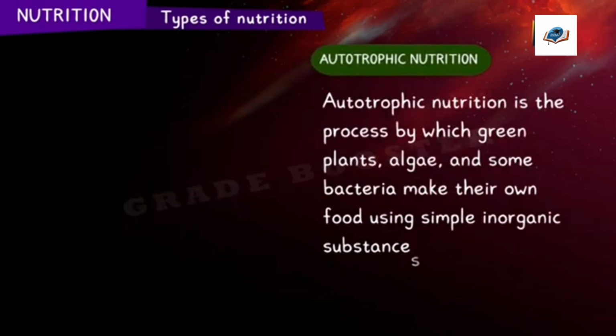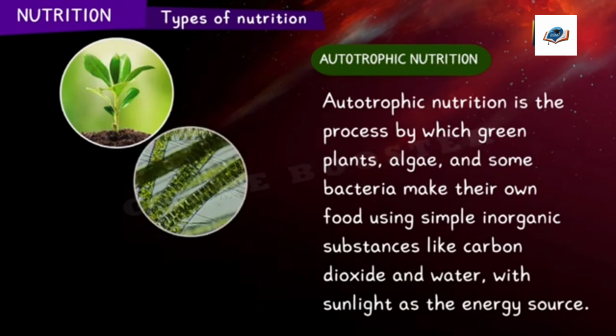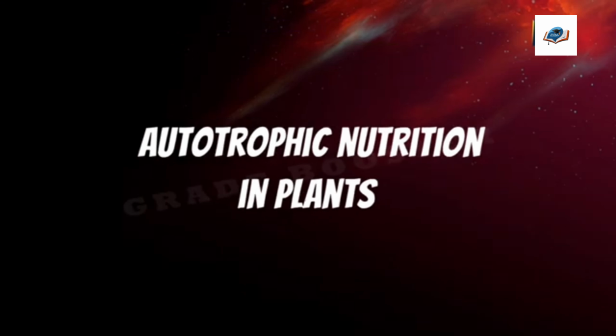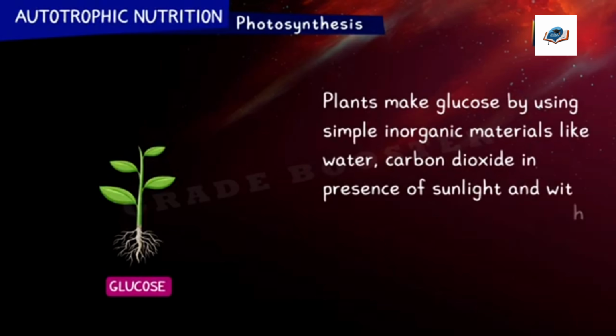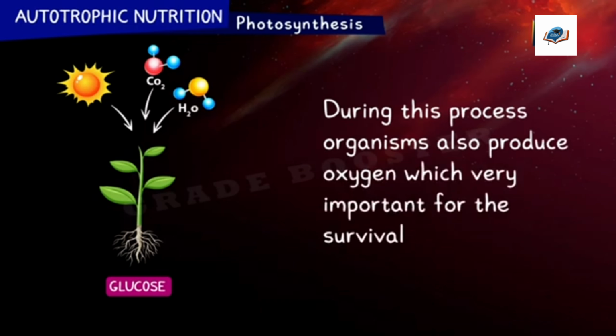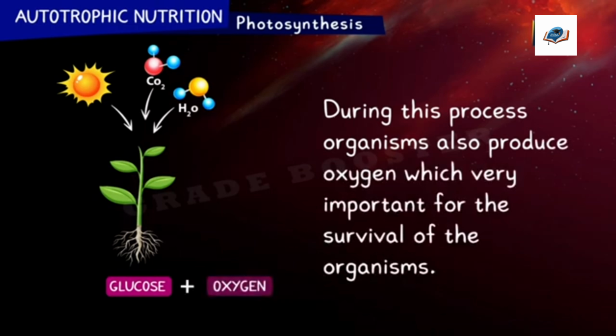Autotrophic nutrition is the process by which green plants, algae, and some bacteria make their own food using simple inorganic substances like carbon dioxide and water with sunlight as the energy source. Autotrophic nutrition in plants. Plants make glucose by using simple inorganic materials like water and carbon dioxide in presence of sunlight and with the help of chlorophyll. This process is called photosynthesis. During this process, organisms also produce oxygen, which is very important for the survival of the organisms.